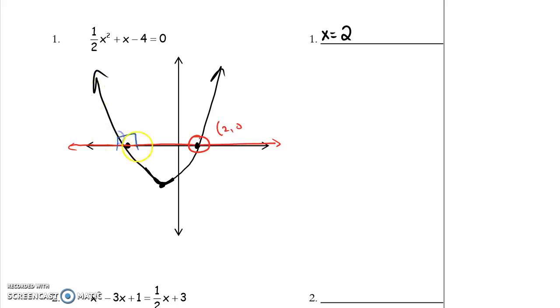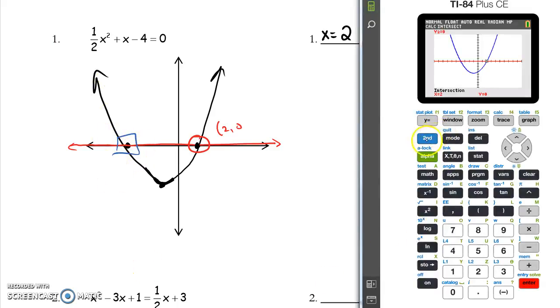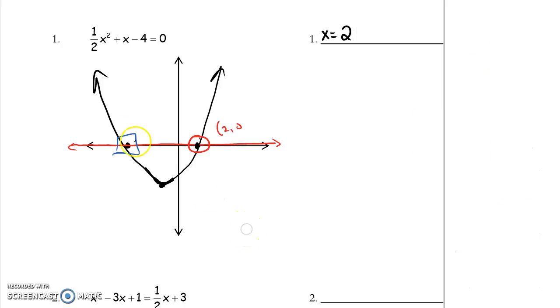Now we need to find my second intersection point, second trace 5, and I am going to scroll to the left. And again, if I press up, I can skip to the red line as opposed to being on the curve, and that is a shortcut way of getting closer to my second intersection. Once I'm there, enter, enter, enter, I'm at -4, 0. So this ordered pair is at -4, 0. My second solution is x equals -4, and we're done.